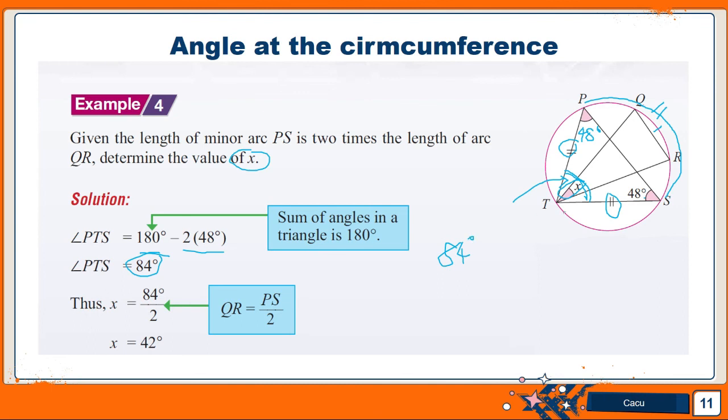So to find out the value of X, remember the arc PS is twice the length of arc QR. So to find out the value of X, it is equal to 84 divided by 2. Therefore, the value of X is 42. We can see here. Okay, so that's all for today.